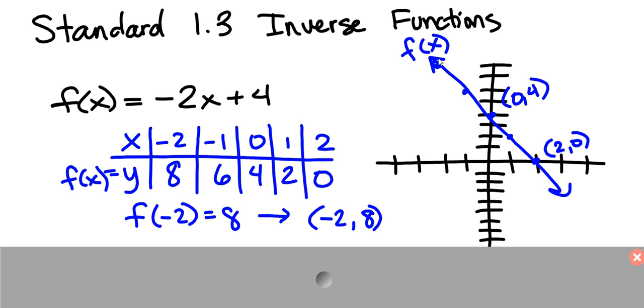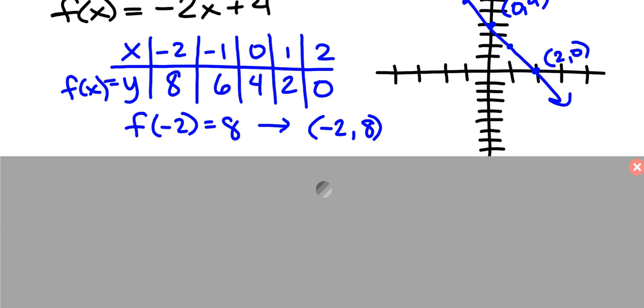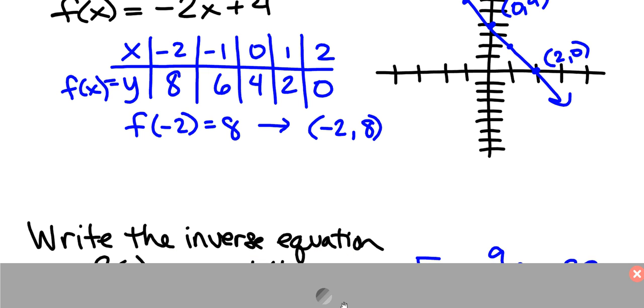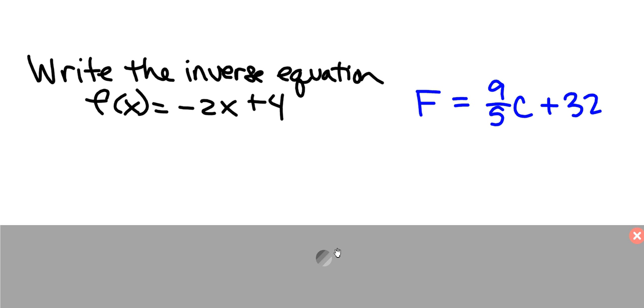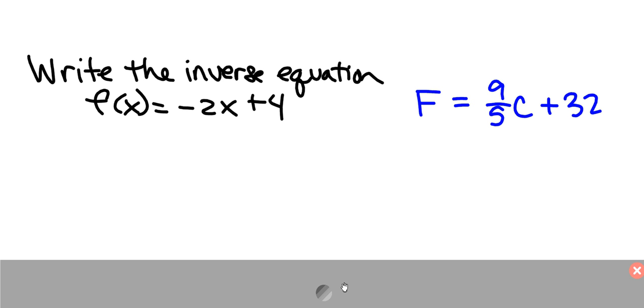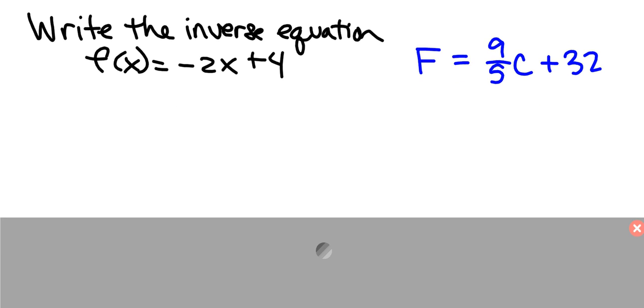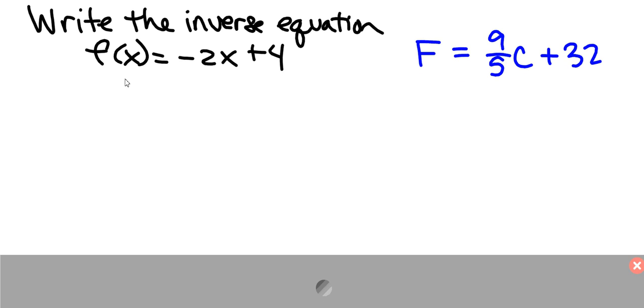Now, something that we've looked at in years prior is trying to write the inverse equation for functions. So we're going to do that with a couple of functions here. Write the inverse equation. So we have f of x equals negative 2x plus 4, which is what we started with above. And we're also going to look at this equation on the right. Now this equation should look familiar to us. It's converting Fahrenheit and Celsius.